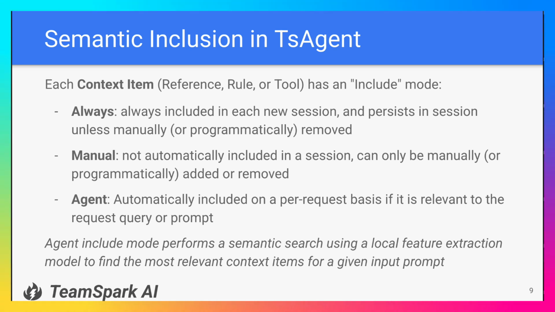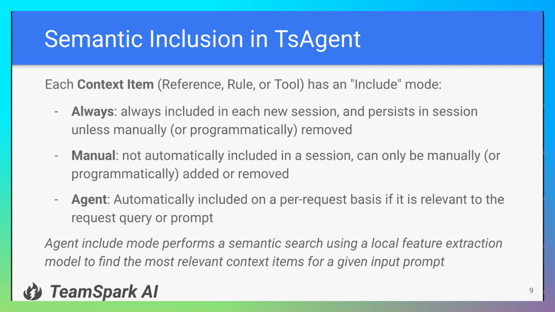But the last one, agent, is really the one that you should use. If you set it to agent, what that means is that on every request, the agent is going to evaluate what's going on in that request, and it's going to find the most relevant references, rules, and tools, and it's going to provide that to the underlying model. And it's super effective. So that basically does a semantic search using local feature extraction to find the most relevant context items for any given prompt.